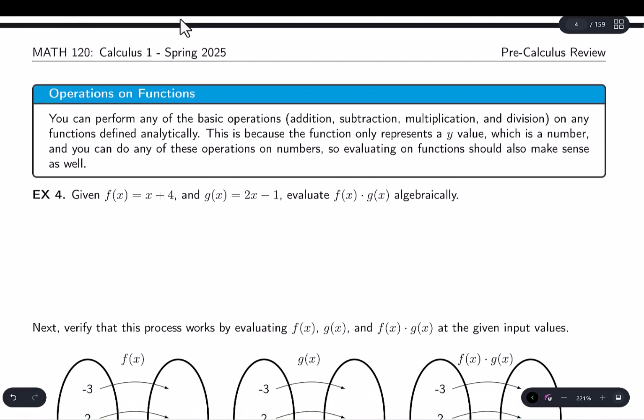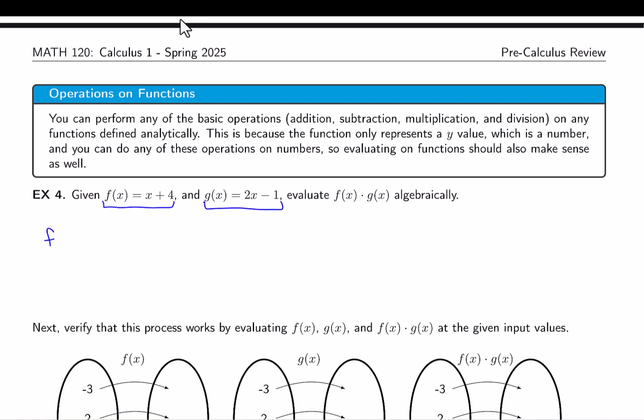Okay, now operations on functions. If you think about the concept of bubble charts, it should make perfect sense that you can do any operations that you want on functions. It may seem kind of weird that, for instance, if I want to do f of x times g of x, if I have some definitions like this, it should make sense that you would be doing x plus 4 times 2x minus 1.